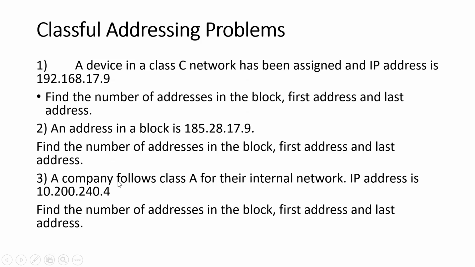For the third question, the given IP address belongs to class A because it follows the class range 10. Likewise, in the first question, 192, this IP belongs to a class C network. In the second question, the address 185 falls under class B. Now let's see how to solve these problems.